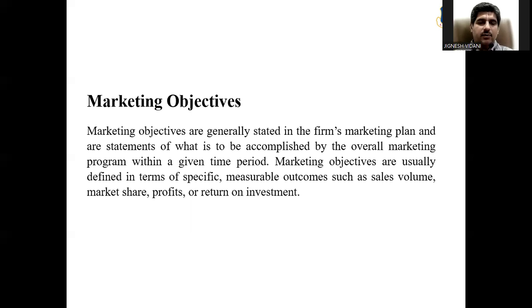Marketing objectives. Marketing objectives are generally stated in the firm's marketing plan and are statements of what is to be accomplished by the overall marketing program within a given time period. Marketing objectives are usually defined in terms of specific measurable outcomes such as sales volume, market share, profits, and return on investment.